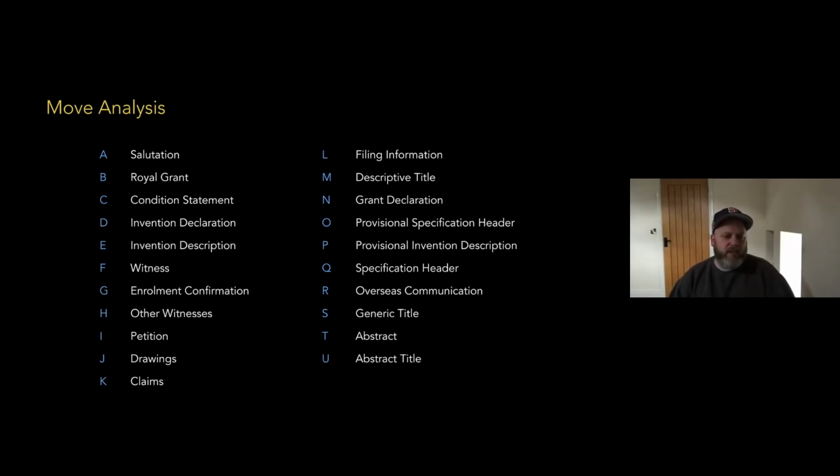So various technical, or I guess I should say bureaucratic things like petitions and witnesses and royal grants and filing information, and then various things that are more about the content, like especially the invention description, letter E. And these change over time. So this is the entire set that we find in the 300 years. I'm almost positive there's not a single year where all of these are seen in one text.